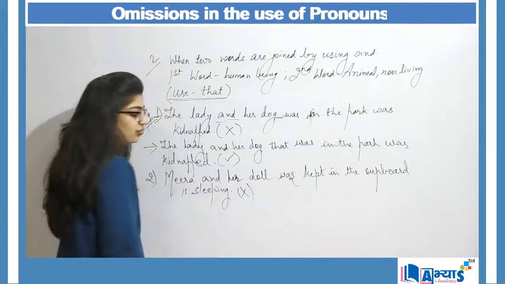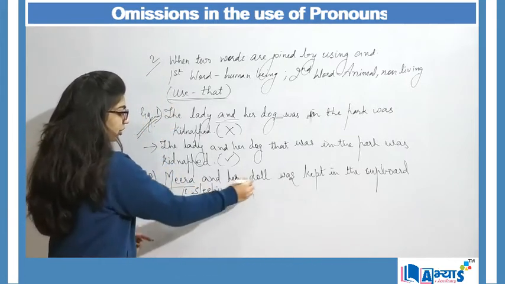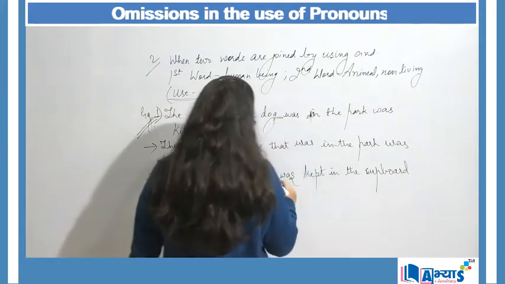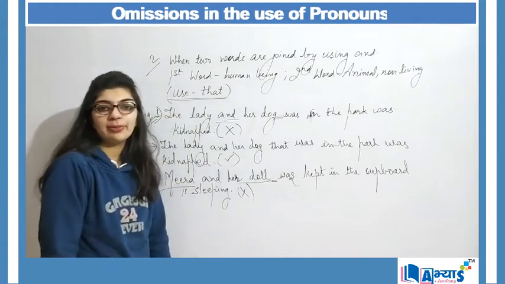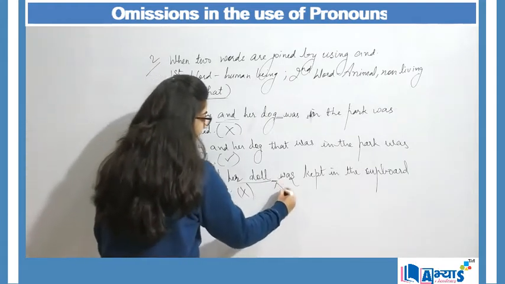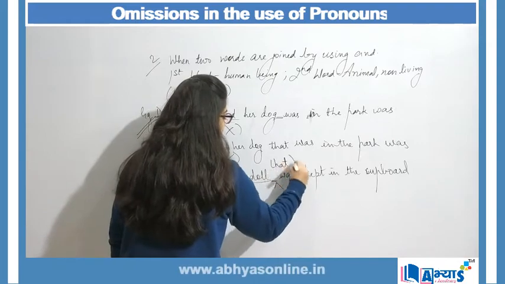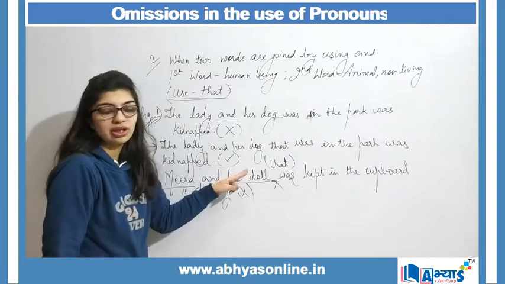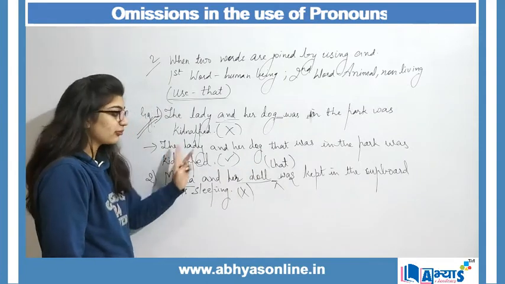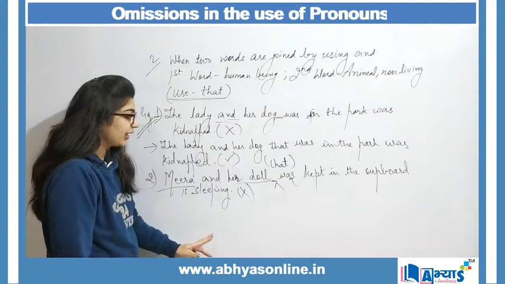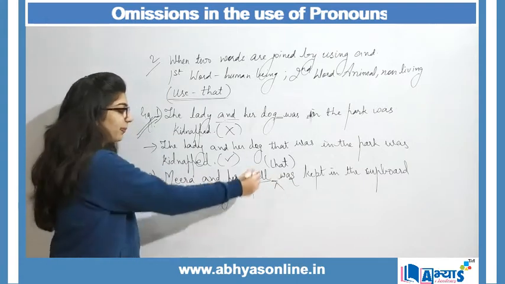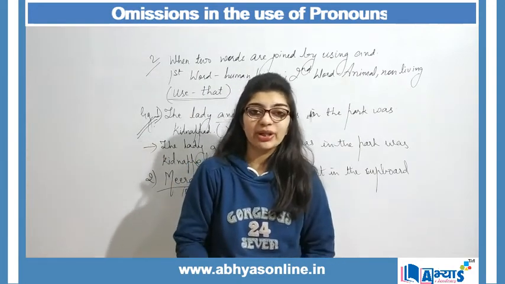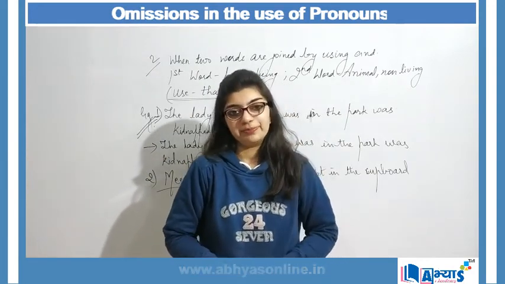Again, my sentence is wrong because Meera, the doll is over here a non-living being. Meera and her doll, here again for doll we make use of that. So when I place the word that over here, that is used for the doll. Here that is used for the dog. It is not used for the lady, but it is used for the dog, and here that is used for the doll. So when I place that over here, it makes my sentence a complete sentence with a meaningful form.